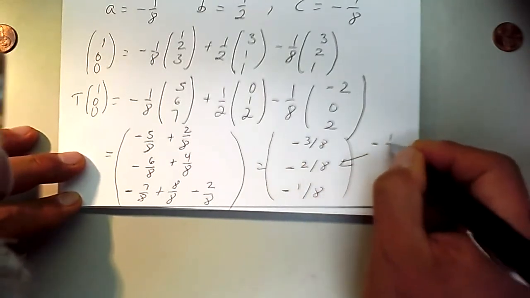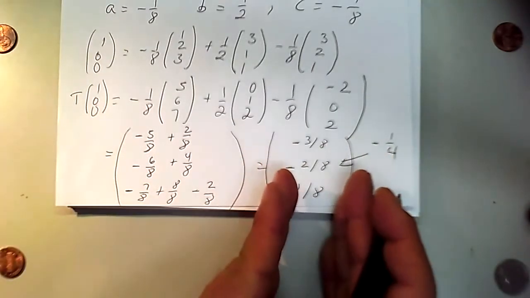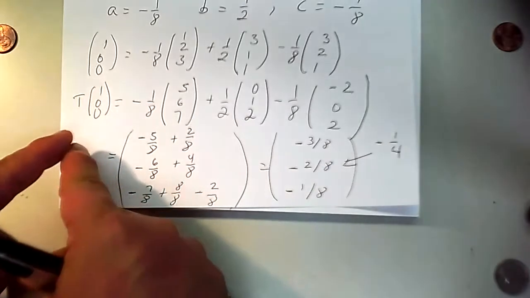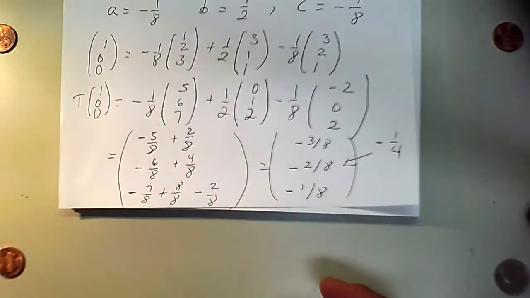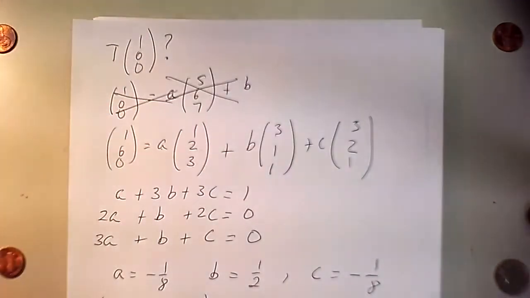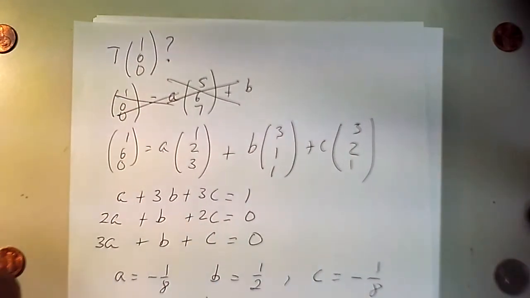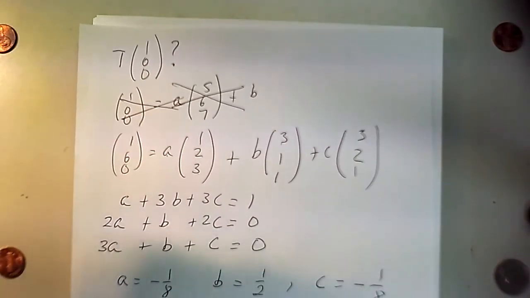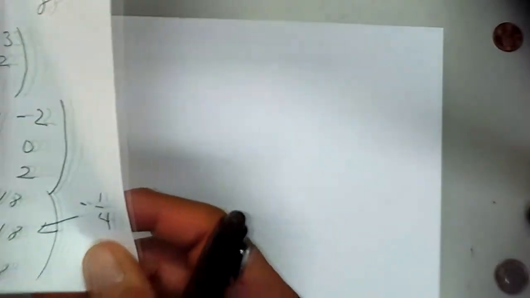Okay, that is the output of 1, 0, 0. So that is the first column of the matrix we are after. Now we have to do this process over again for 0, 1, 0 and 0, 0, 1. Okay, so I'm going to save this column vector and start all over.